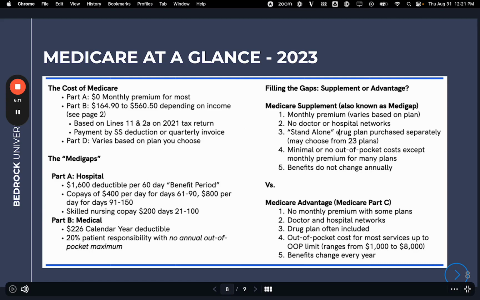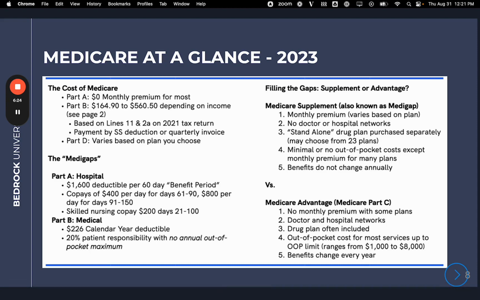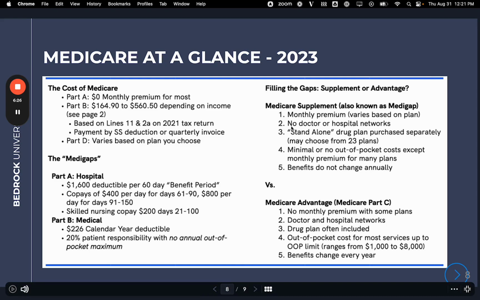The first is to look at what's called a supplement or Medigap plan. This plan has a monthly premium. This will vary based on the plan that you choose, though the most popular plan we work with is the Plan G. One of the benefits is that there are no doctor or hospital networks for this plan. You can generally go anywhere that accepts Medicare.